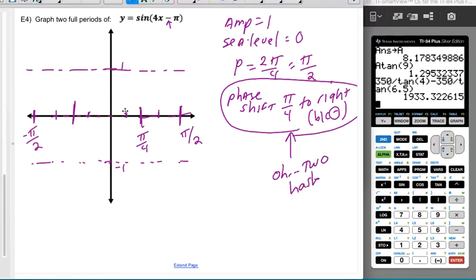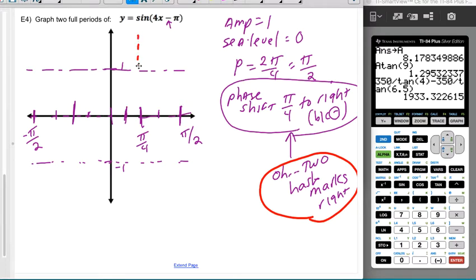Because this is a pi over 4. That's 2 hash marks. So I'm moving 2 hash marks to the right. That's it. So what I'm going to do is I'm going to take this, and I'm going to say, cool, this is my new start. 2 hash marks to the right. So this is new start. That's it. Okay, and then I'm going to look and say, cool, it's a positive sine function, right?